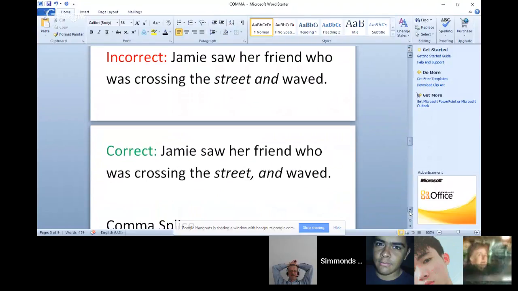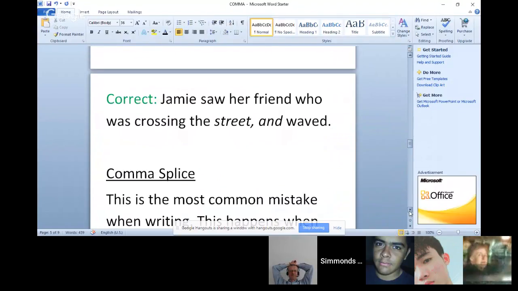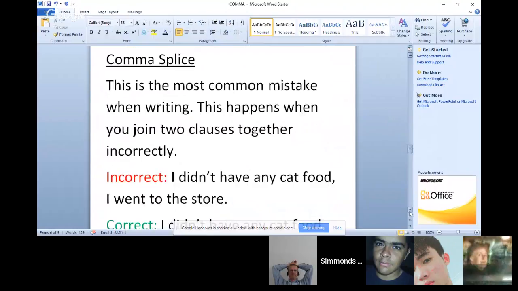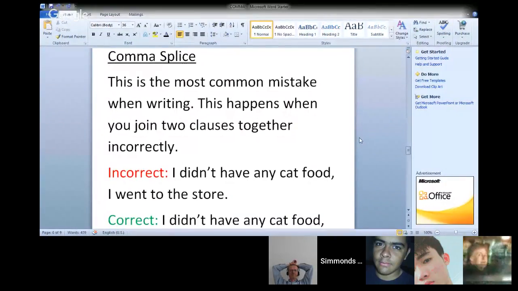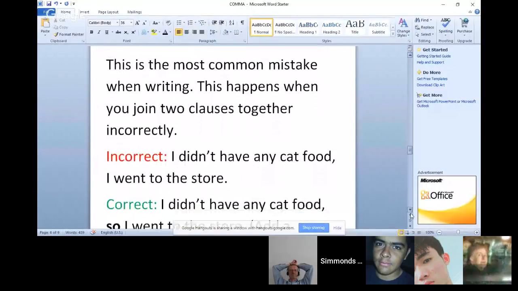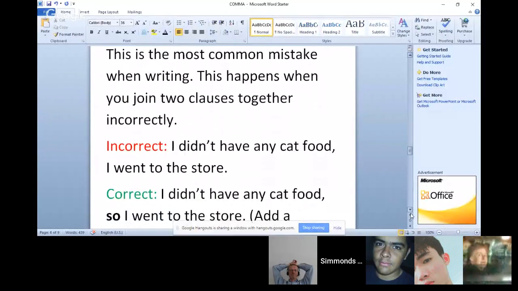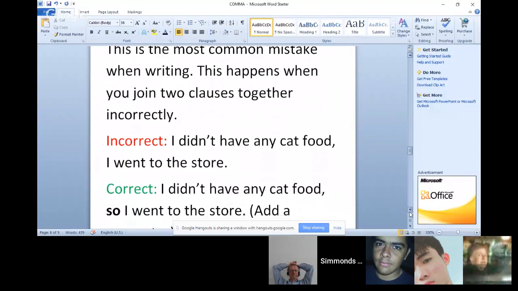So that's that sentence. And then we have something called the comma splice. Let's see, whose turn is it? Ken, it's your turn. Why don't you read this definition and the examples right away, okay? Okay. And I'll move down. This is the most common mistake when writing. This happens when you join two clauses together incorrectly.